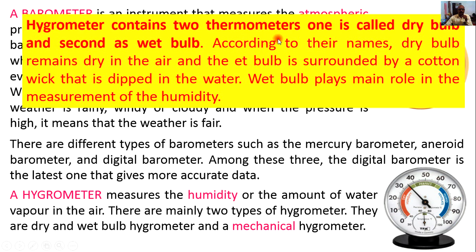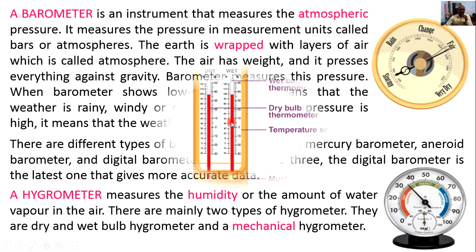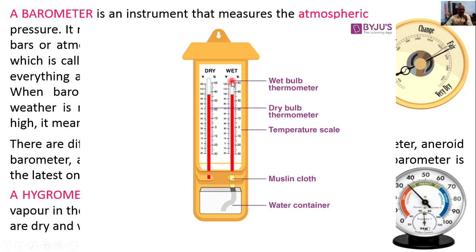The hygrometer contains two thermometers. One is called the dry bulb and the second the wet bulb. According to their names, the dry bulb remains dry in the air and the wet bulb is surrounded by a cotton wick that is dipped in the water. The wet bulb plays the main role in the measurement of humidity. This is the picture of the wet bulb thermometer and the dry bulb thermometer.